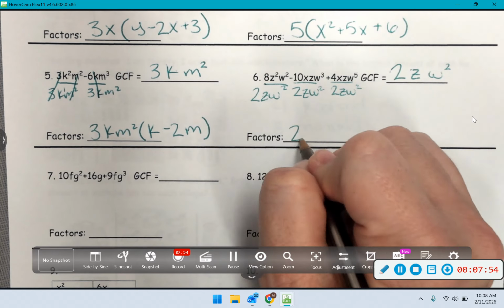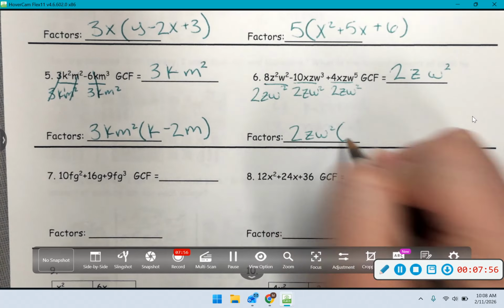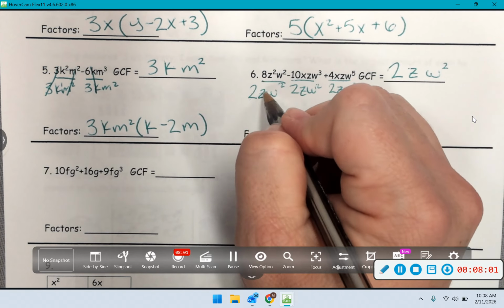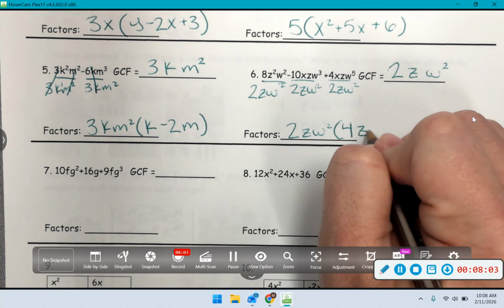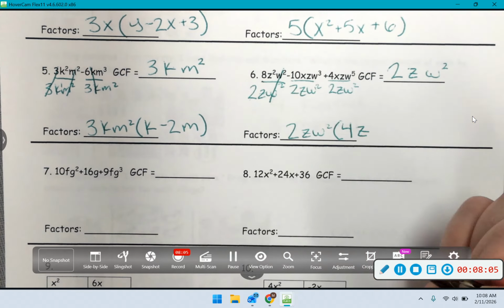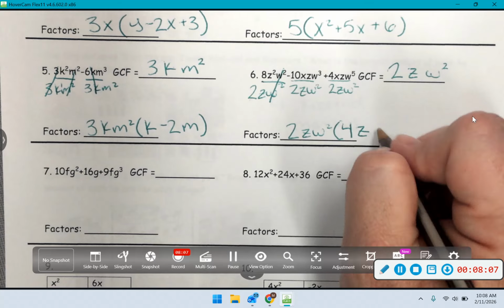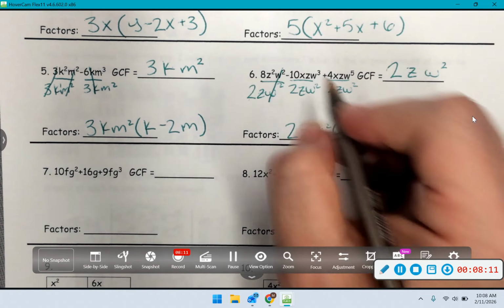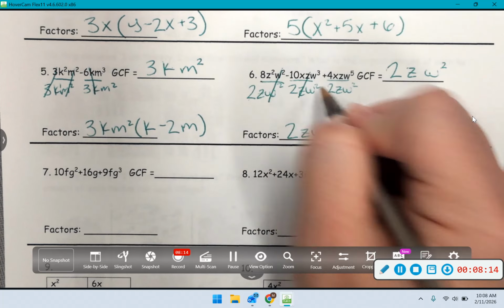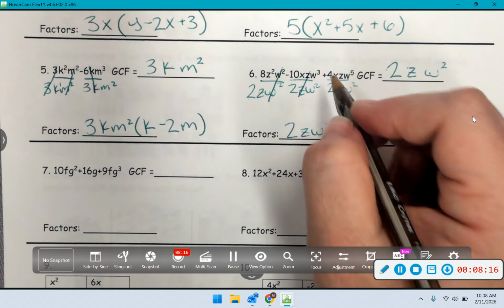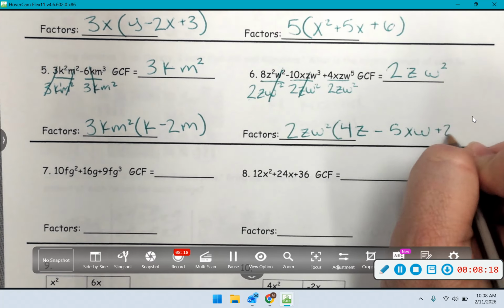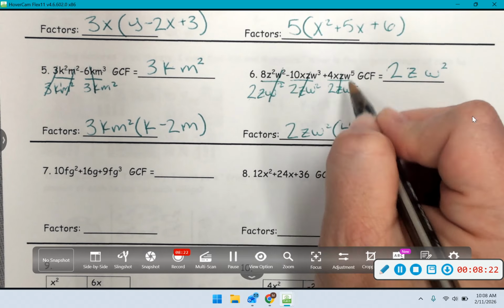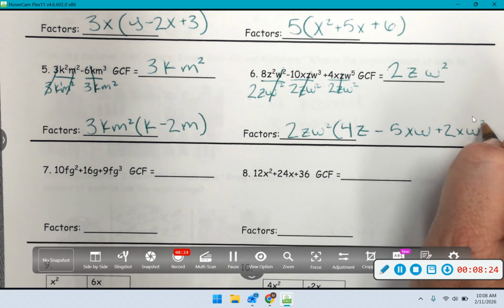Then we're going to write our GCF first. That's our first factor. 8 divided by 2 is 4. 2 minus 1 is 1. 2 minus 2 is 0. Negative 10 divided by 2 is negative 5. That x stays because it doesn't cancel. 1 minus 1 is 0. 3 minus 2 is 1. 4 divided by 2 is 2. x stays. This is 1 minus 1, z cancels. 5 minus 2 is 3.